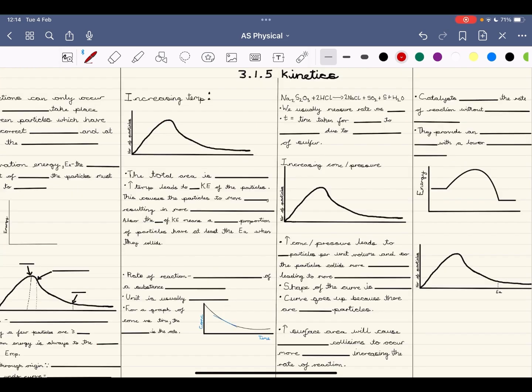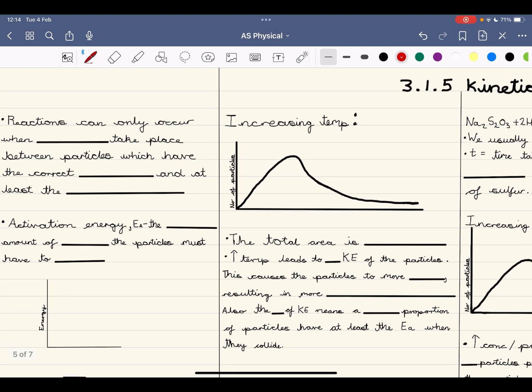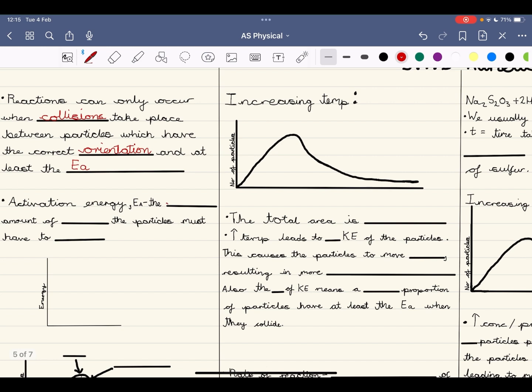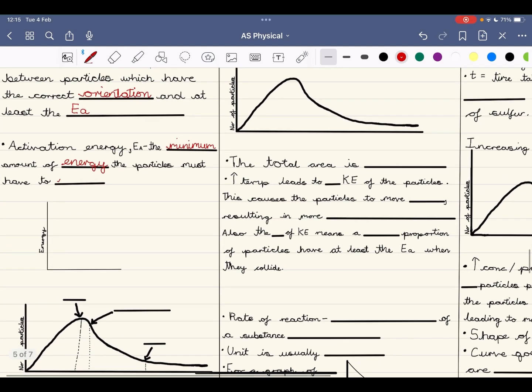Alright, so this topic is quite straightforward in my opinion. Reactions can only occur when collisions take place between particles which have the correct orientation and at least the activation energy. So the activation energy is the minimum amount of energy the particles must have to react.